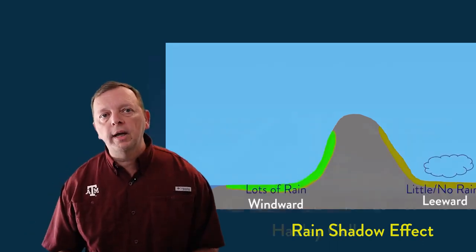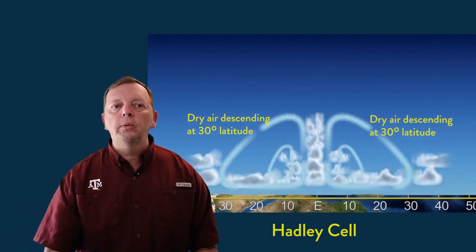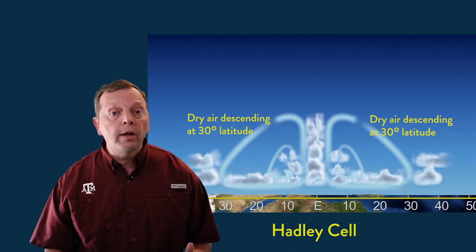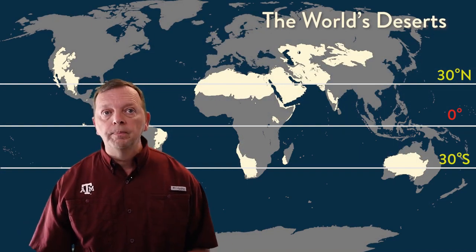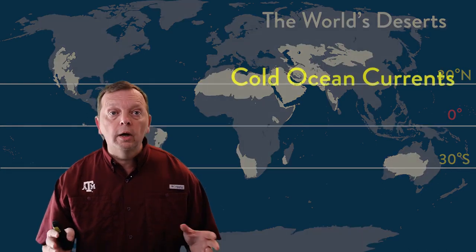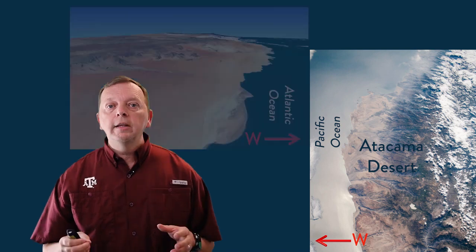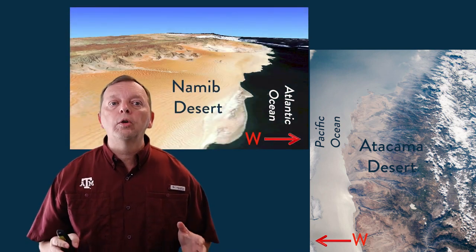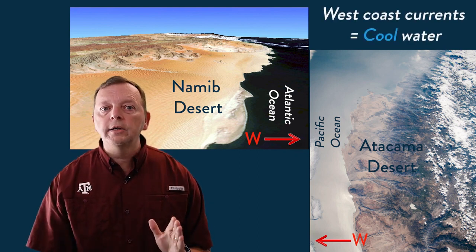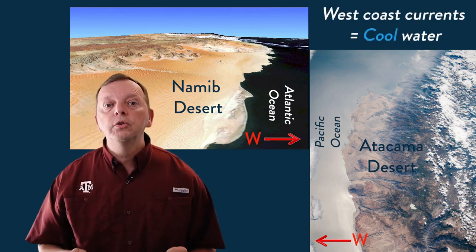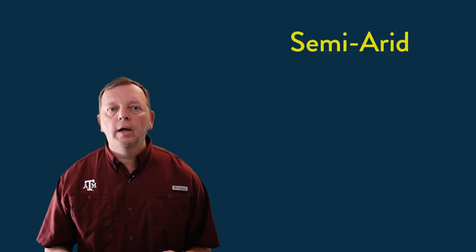The second reason for deserts is the dry air of the Hadley cell, which comes down to the Earth's surface around 30 degrees latitude north or south. This, by the way, explains why so many of the world's deserts are found around 30 degrees latitude. And the last factor is being located near cold ocean currents. Both the Atacama Desert in South America and the Namib Desert in Africa are located right next to oceans. Yet because they're located on the west coast of their continents, the water is cold and provides no humidity for precipitation.